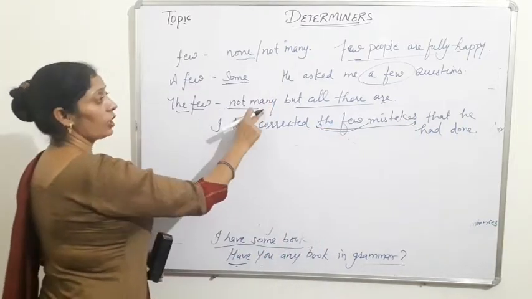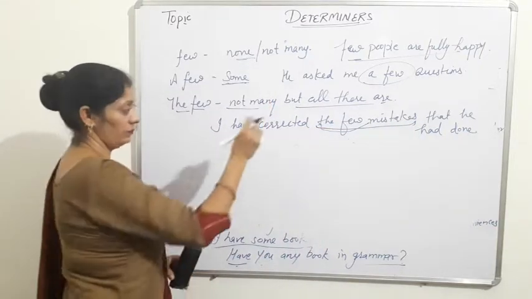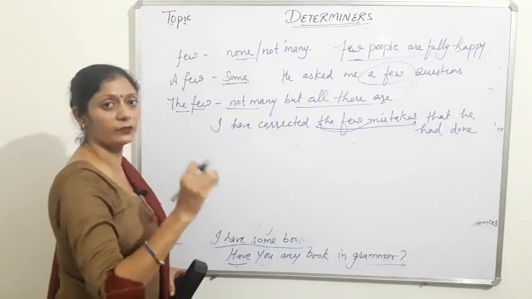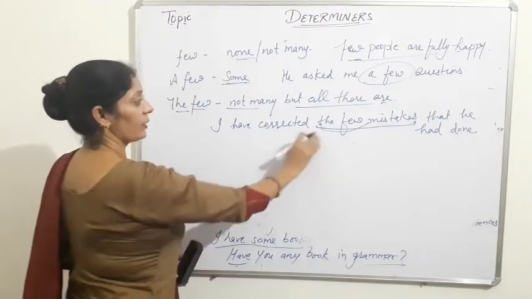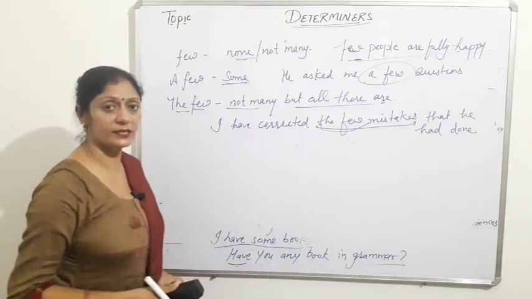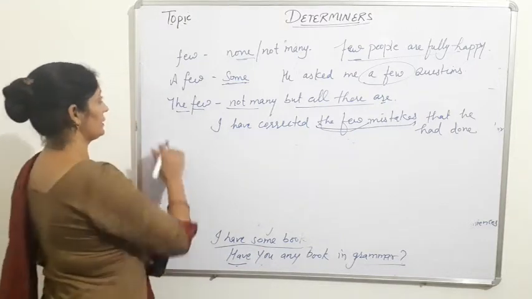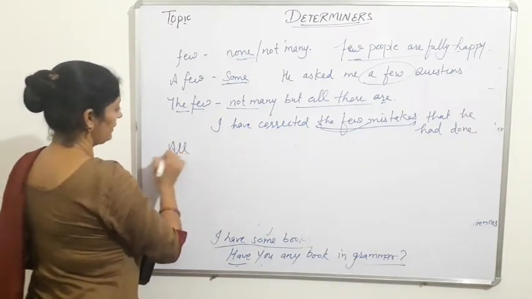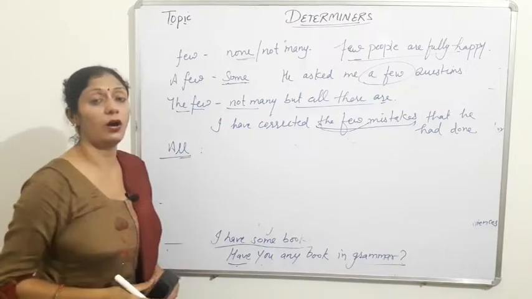Okay, here not many but all. Whether the mistakes are 2, 5, 10 or 50, I have corrected the few mistakes. It means all the mistakes. Next indefinite numeral is all.